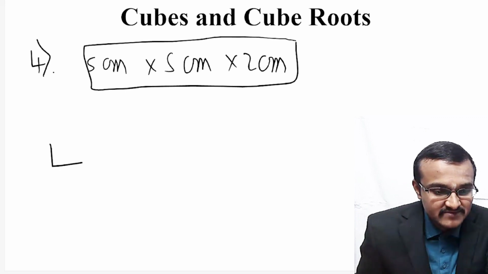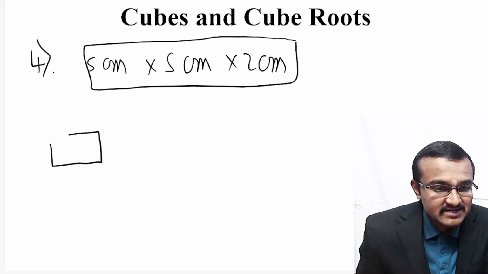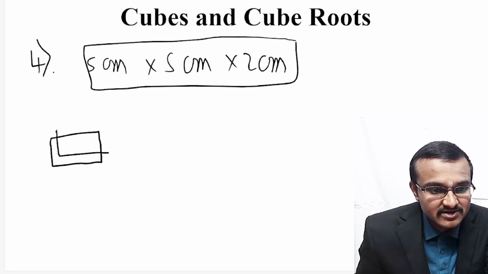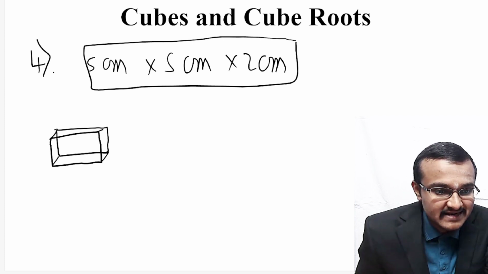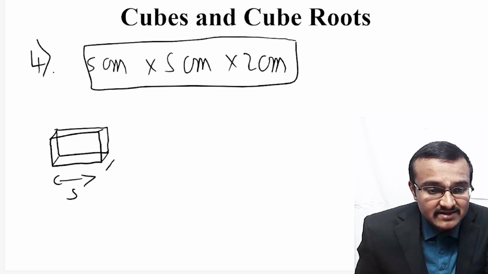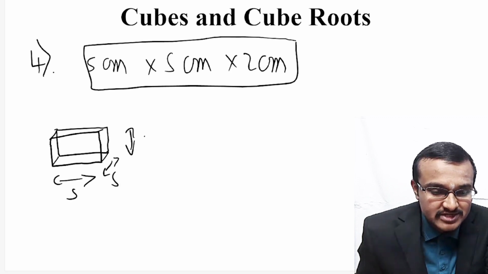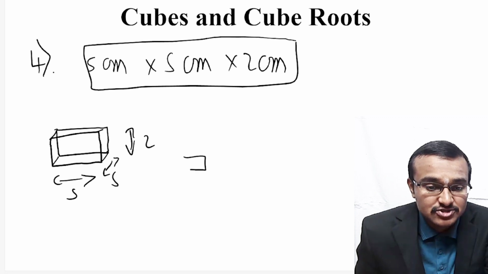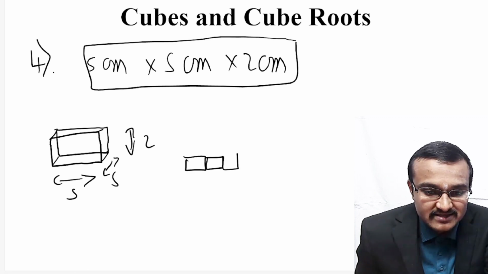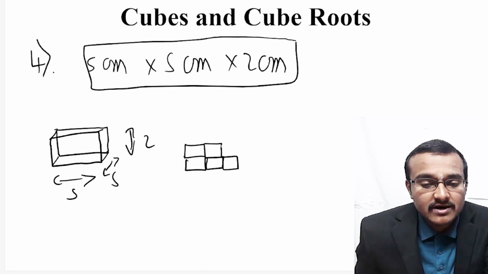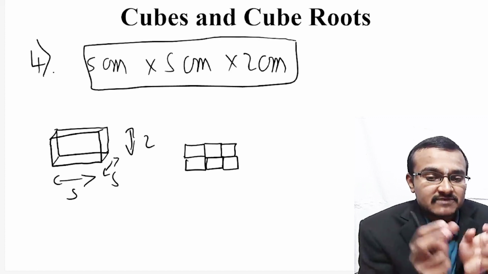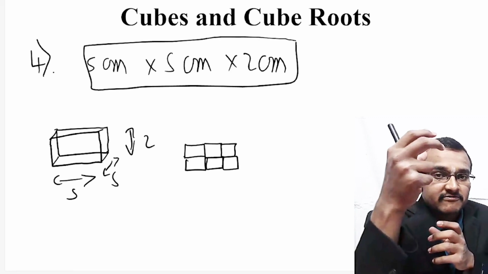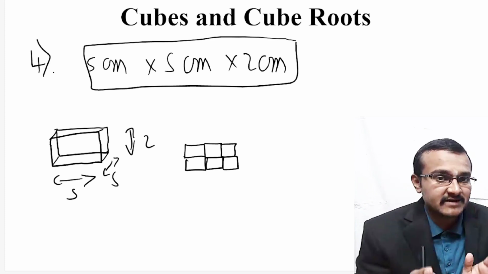For example, say this cuboid has this side as 5 centimeter, this side as 5 centimeter, and this height is 2 centimeters. Let us assume like this. If you go on placing these cuboids with each other, you will form a big cube which is a perfect cube. So how many cuboids should you place on each other to get a cube shaped object?